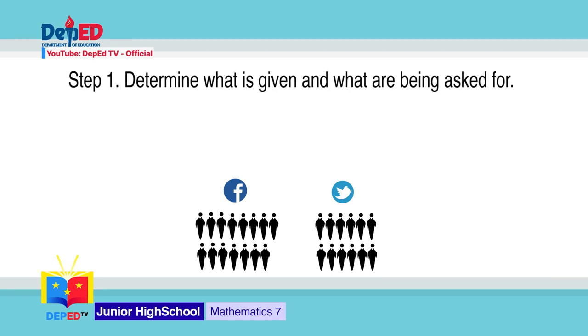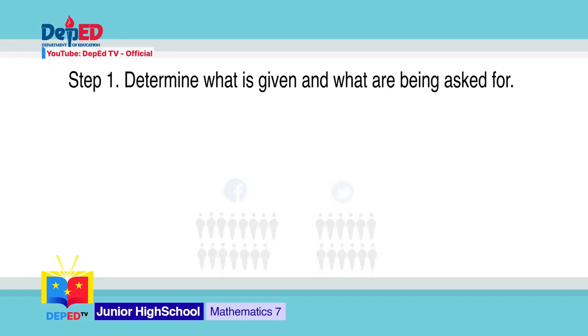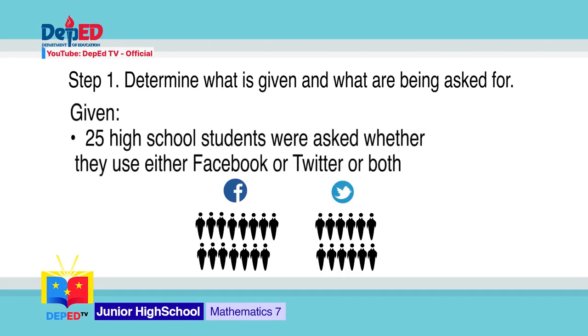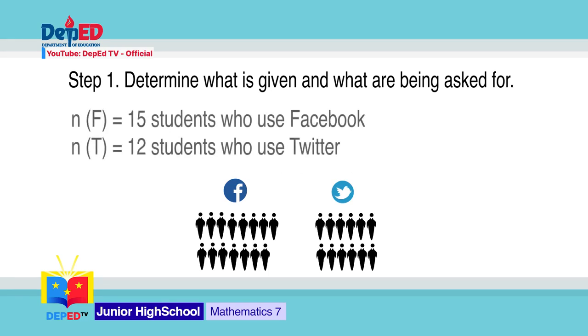So, like how we began in our first example, we will list the given information and what is being asked. The total number of students surveyed is 25. N of F is equal to 15, where F stands for the set of students who used Facebook. N of T is equal to 12, where T stands for the set of students who used Twitter.